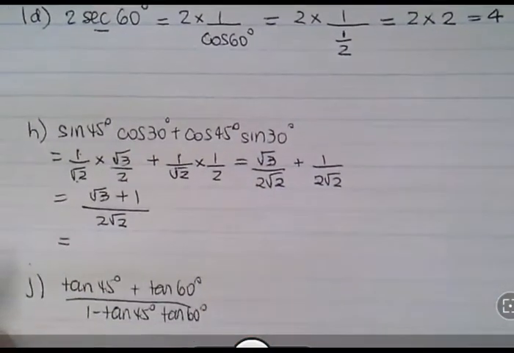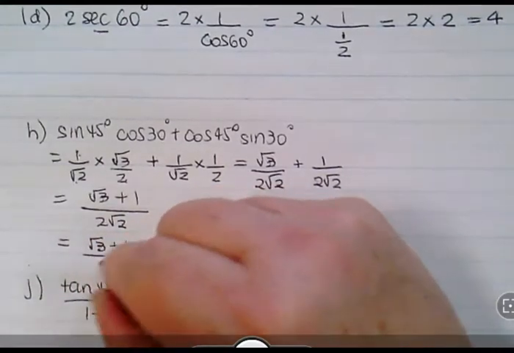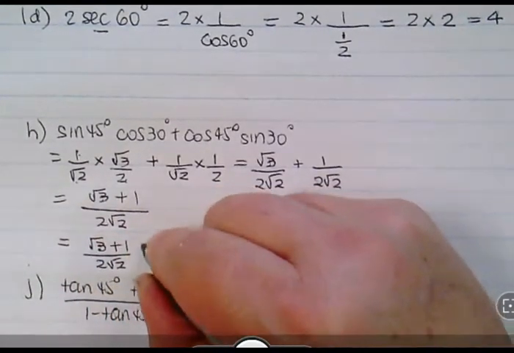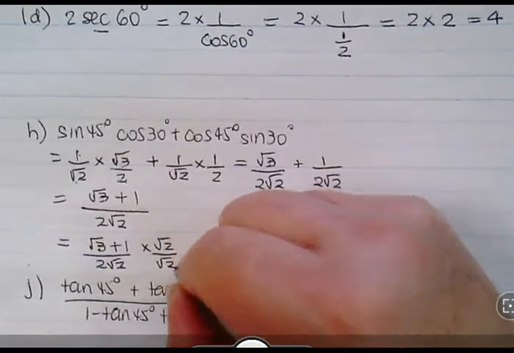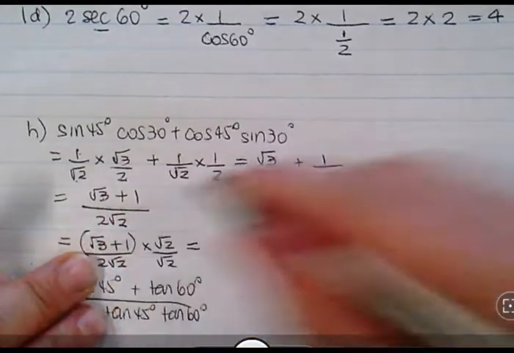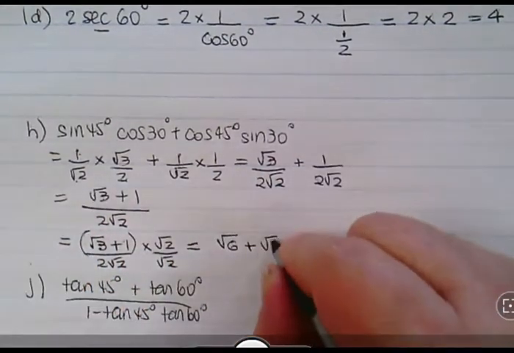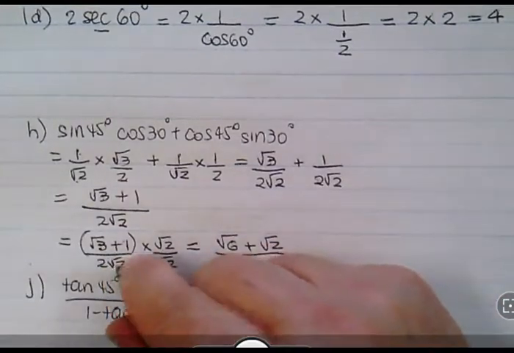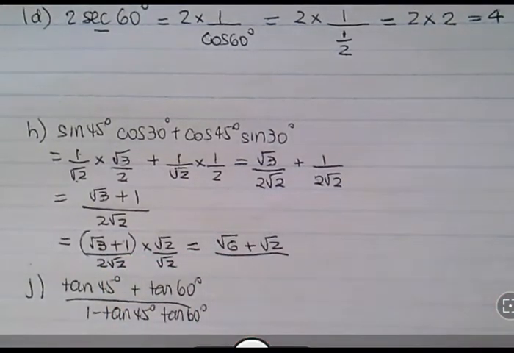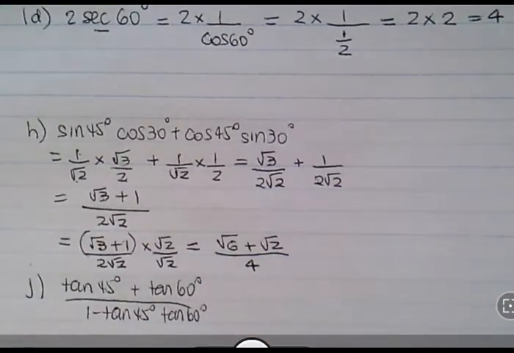Now I need to write it with a rationalised denominator. So what do I multiply by? 2 root 2 or just root 2? Root 2 over root 2, which is, now I'm going to put brackets here. So it's root 2 times root 3 is root 6 plus root 2 times 1 is root 2 over 2 root 2 times root 2 is 2 times 2, which is 4. Now, you must write it with a rationalised denominator.